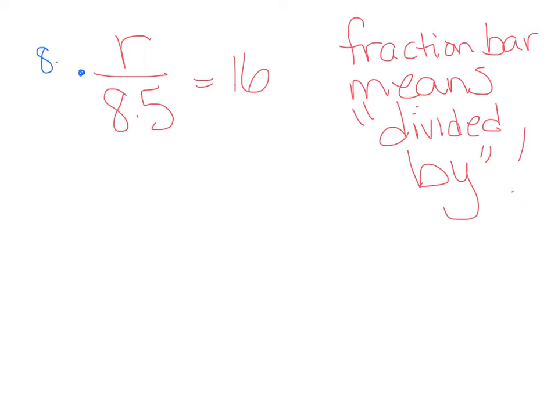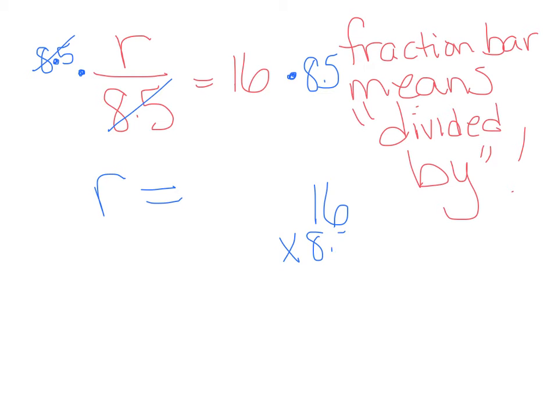Okay, so when we see divided by, that means to get rid of it, we have to multiply. Decimals don't change the process. We just times by the decimal. So these cancel out just like any other numbers would, and R equals 16 times 8.5. So let's go ahead and write that over here. 16 times 8.5. Hopefully you have not forgotten your decimal multiplication rules.